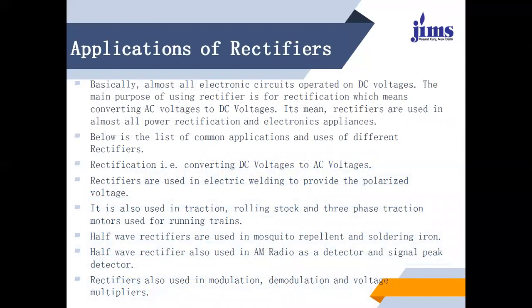Applications of rectifiers: almost all electronic circuits operate on DC voltages. The main purpose of using a rectifier is rectification, which means converting AC voltages to DC voltages. It means rectifiers are used in almost all power rectification and electronic appliances. Below is the list of common applications and uses of different rectifiers. Rectification, that is converting AC voltage to DC voltage. Rectifiers are used in electric welding to provide the polarized voltage. They are also used in traction, rolling stock and three-phase traction motors used for running trains.